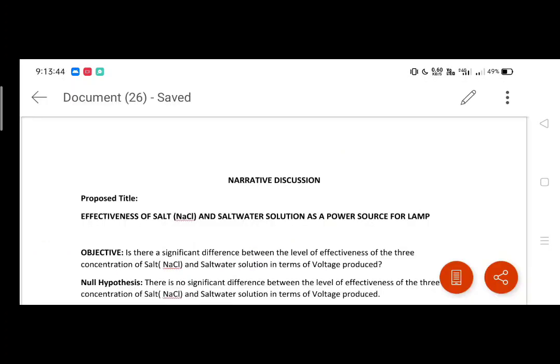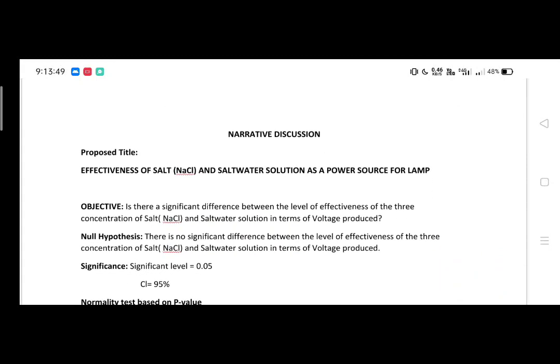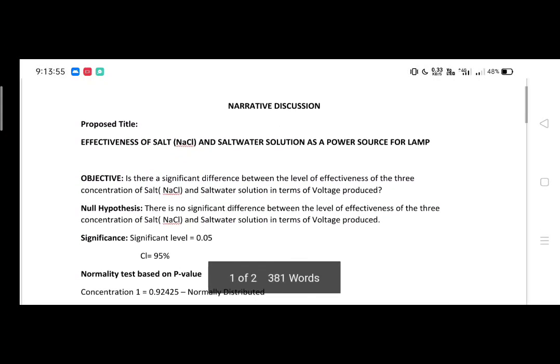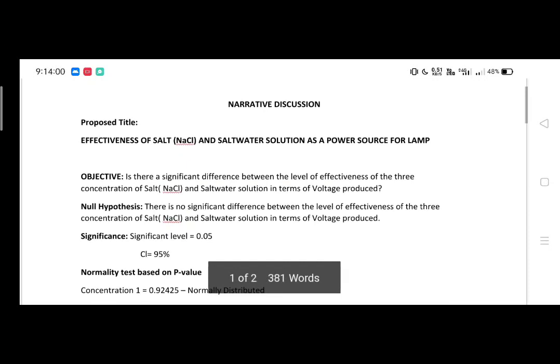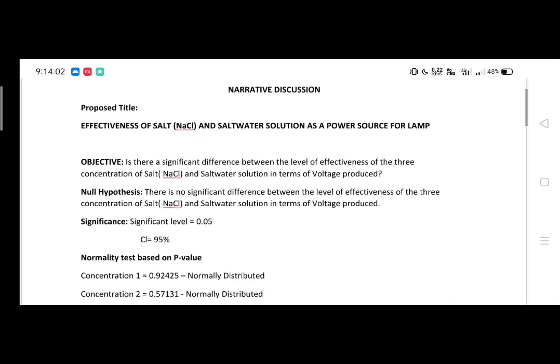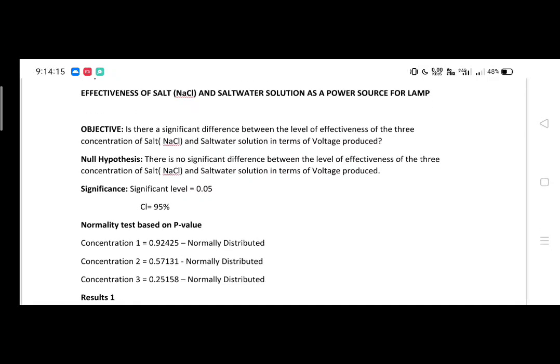To sum up the result, this is the narrative discussion. The objective: is there a significant difference between the level of effectiveness of the three concentrations of salt, NaCl, and salt water solution in terms of voltage produced? The null hypothesis: there is no significant difference between the level of effectiveness of the three concentrations of salt, NaCl, and salt water solution in terms of voltage produced.